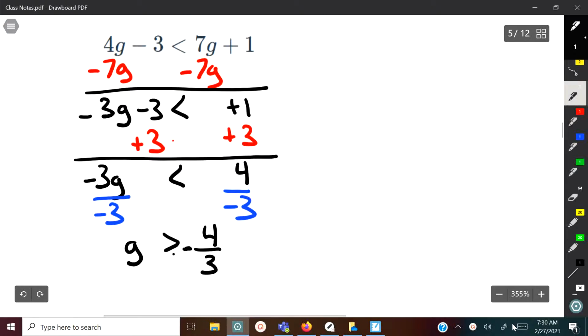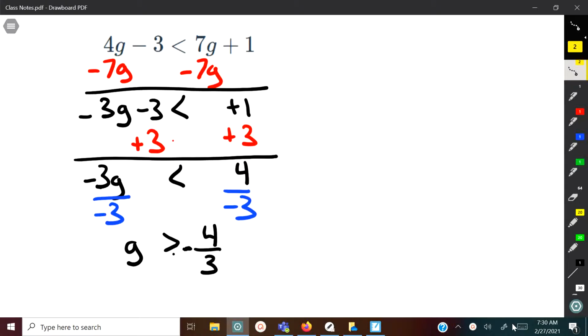So this is what we did. We first moved the variable to the left by doing the opposite and subtracting 7g on both sides. Next, we added the number on both sides and moved it to the right. So I got positive and positive here, and it's going to add up to be 4. Then finally, I divide by negative 3 and swap my inequality around. Remember, you only do it if you divide or multiply by a negative.